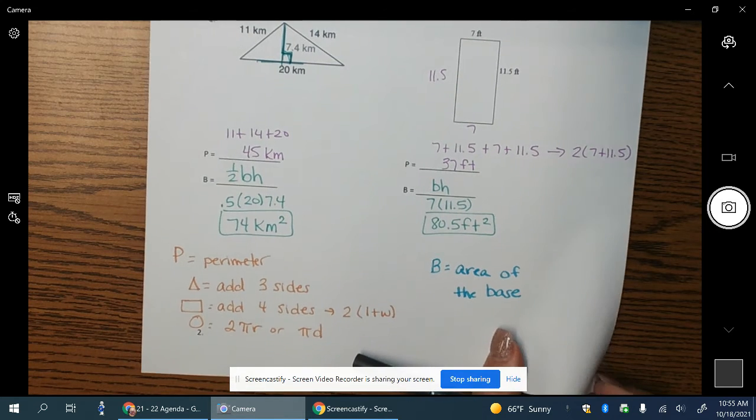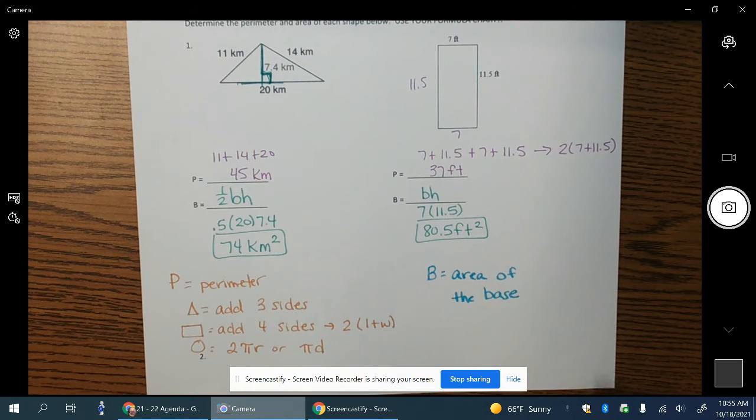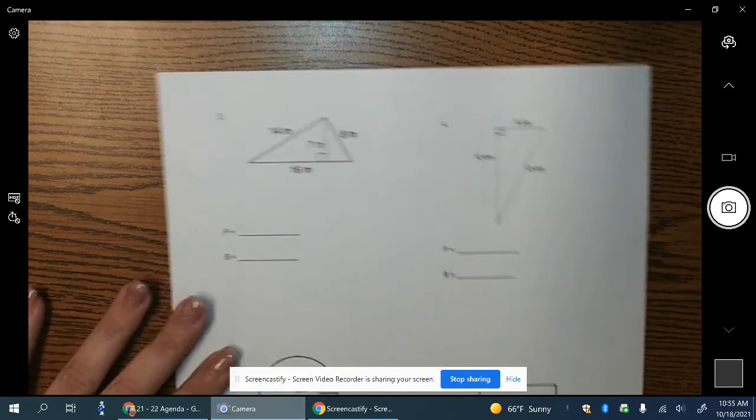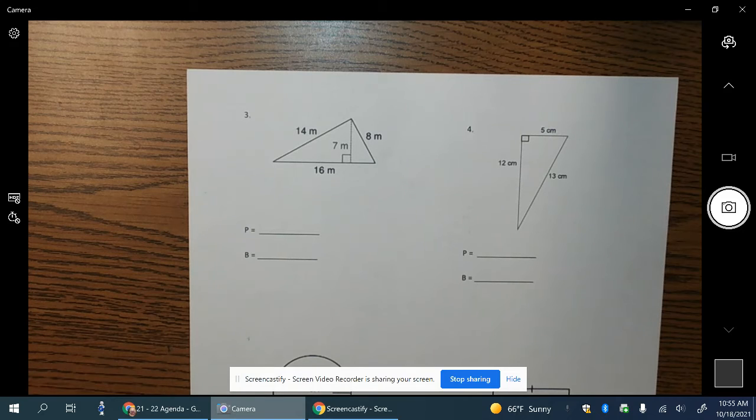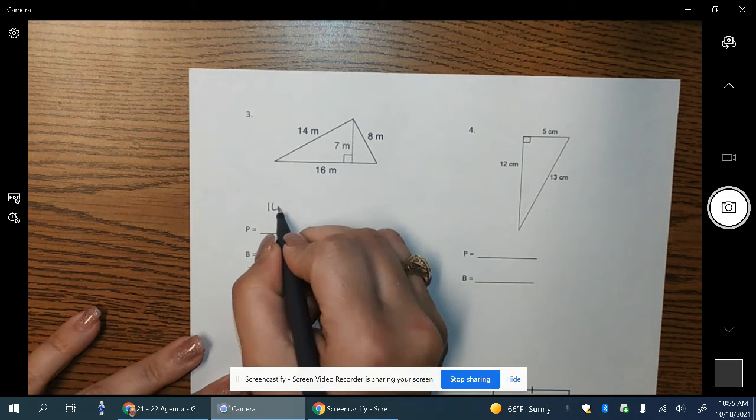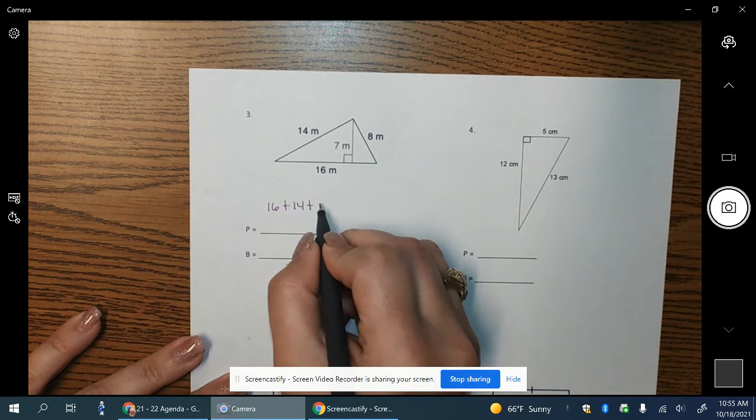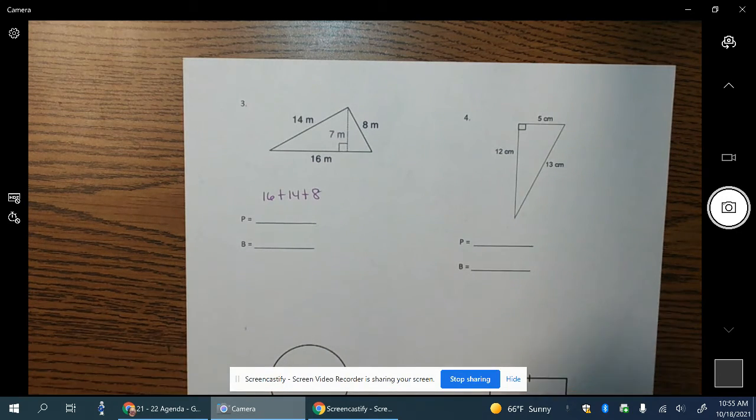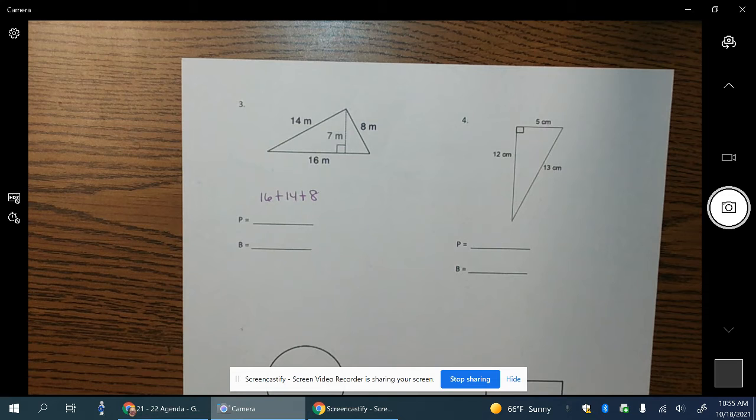Any questions on this? Okay, on the back, there's a couple of triangles because triangles are what confuse people the most because of the extra numbers. So first thing, perimeter. What numbers do I add for the perimeter? 16, 14, 8. Why am I not adding 7? It's inside. Yeah, it's inside. So what is the perimeter? 38 what?